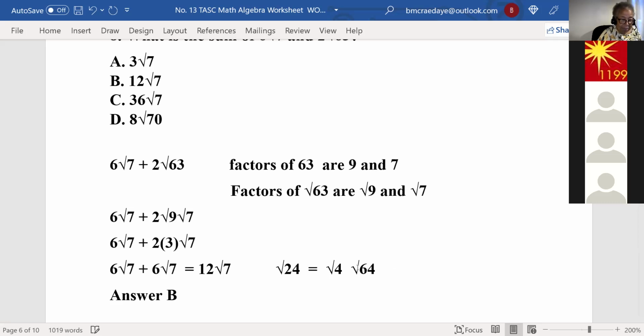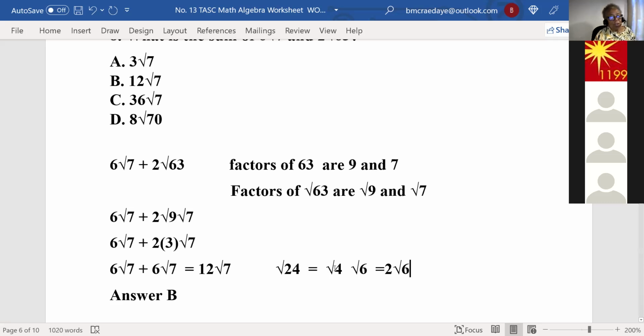4 and 6. And then when you take the square root of 4, you get 2. So that would be equal to 2 times the square root of 6. So if you were adding the square root of 24 to something that had the square root of 6 in it, you would say square root of 4 times square root of 6 are factors of square root of 24. And square root of 4 has a perfect square root of 2.